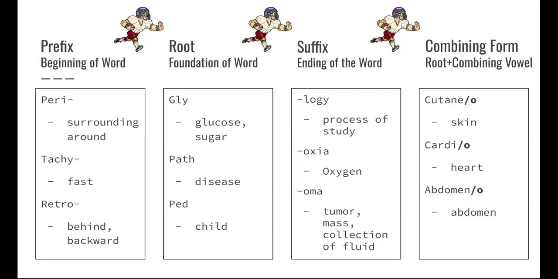Next, we have combining forms, which are a little bit more tricky because these words can be combined with suffixes or prefixes, but you can keep or lose the o at the end. We'll have examples of this on the next slide. Cutane or cutaneous means skin. Cardi or cardio means heart. Abdomen or abdomino means abdomen.